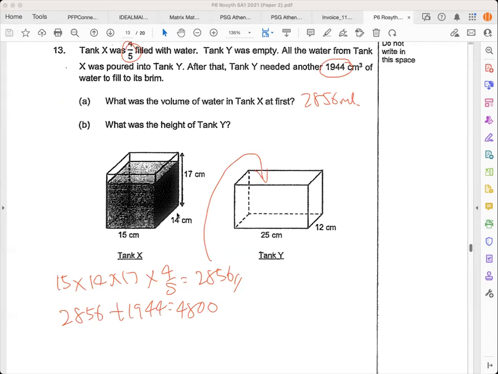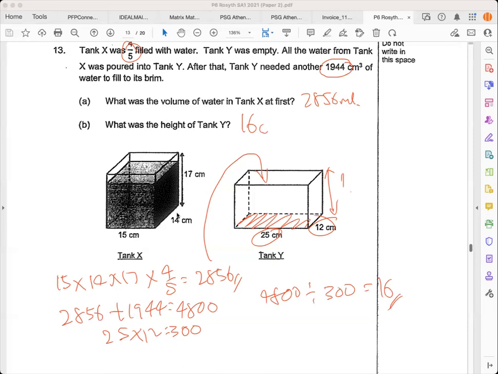Now the question, they want to know the height, right? So the volume divided by the base area, we get the height. So what's the base area? 25 times 12. So this is the base area of tank Y. Volume divided by base area, you get the height. So 16 is the height. Indicate the unit, 16 centimeters. Let's continue with question 14.